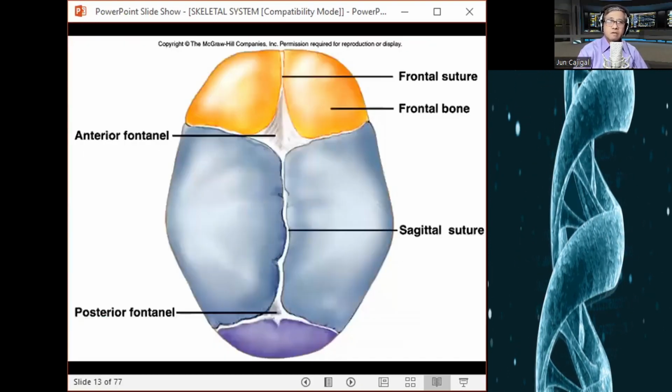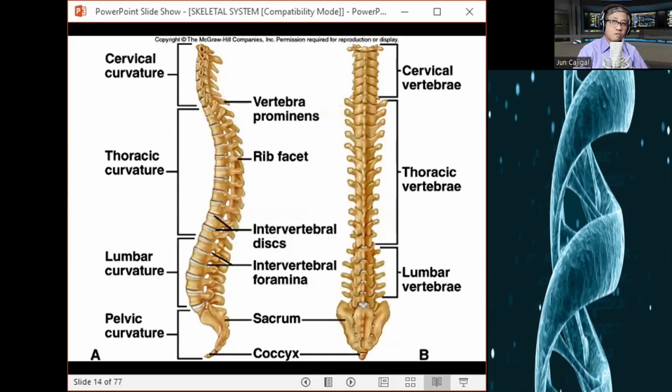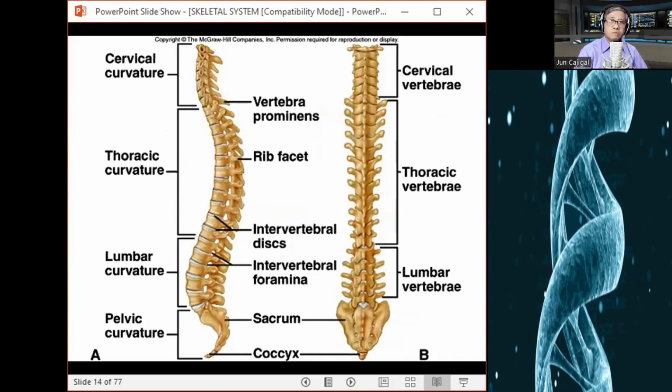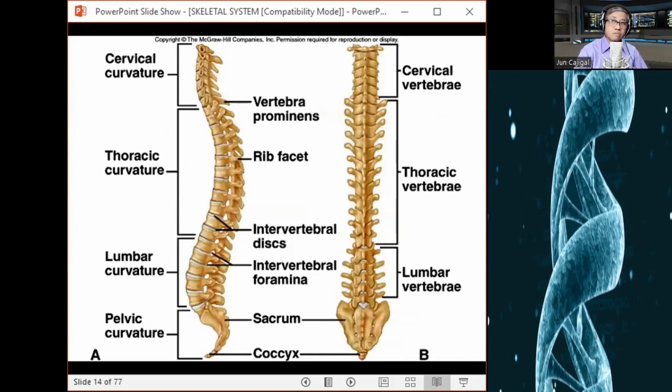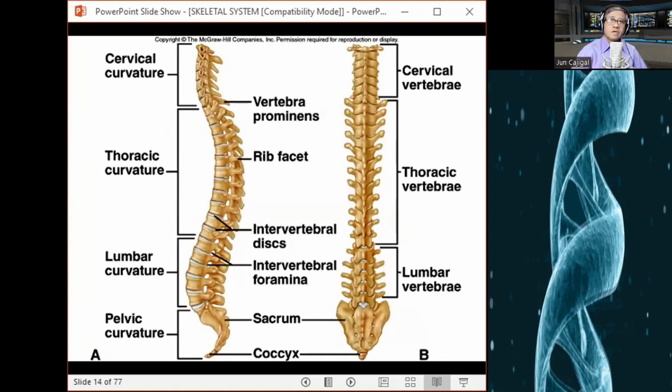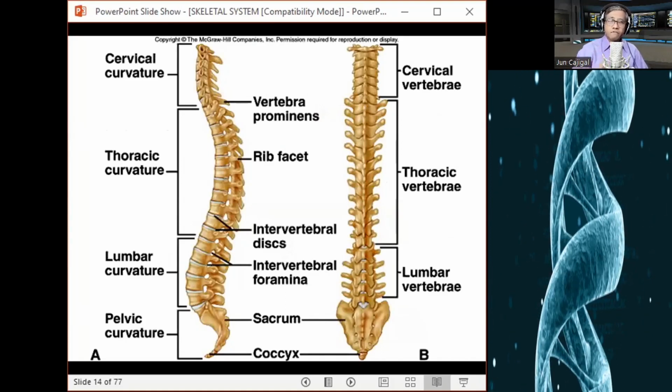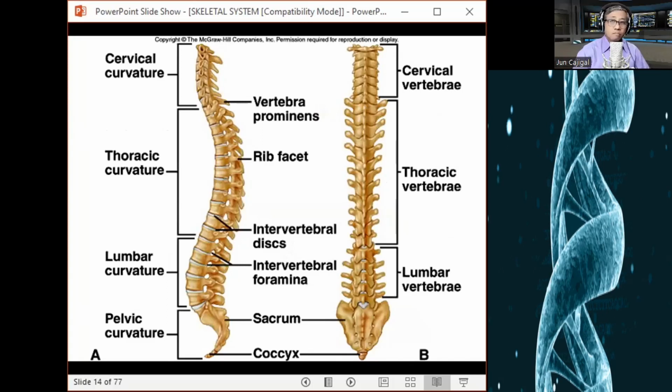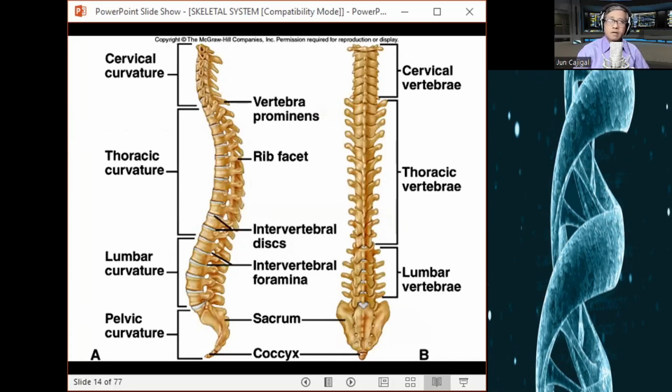Alright, now what about the vertebral column? The vertebral column is composed of the following sections. So we have the cervical vertebrae that form the neck. We have the thoracic vertebrae that form the chest, and the lumbar vertebrae or the lower back.